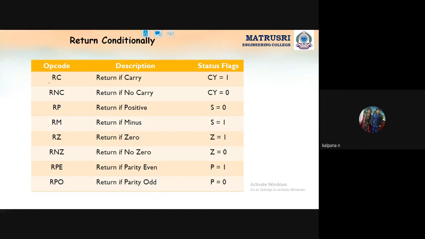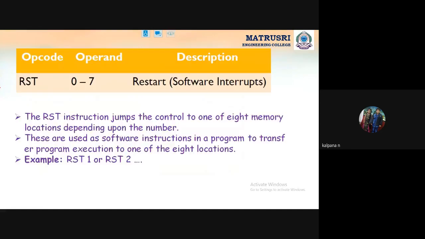RC is written if carry, RNC if no carry, RP if positive, RM if negative, related to the sign flag. RPE is if the result is even, then the parity flag will be set. If the result is odd, the parity flag will be reset. Understand? These are all conditional instructions.